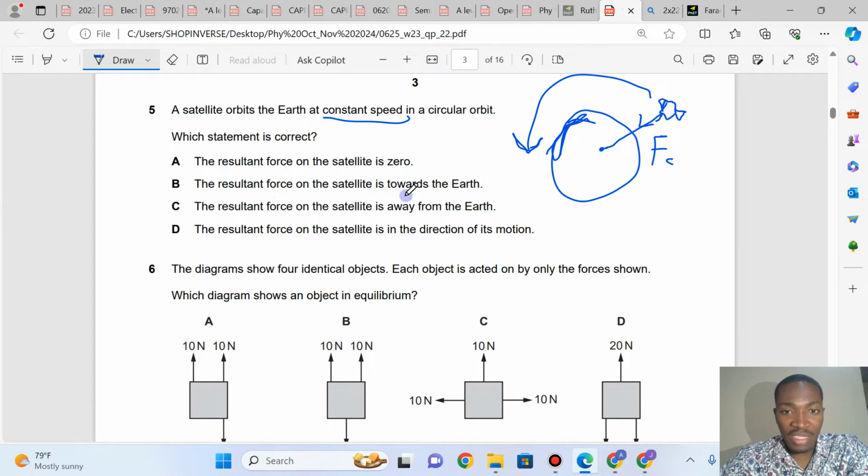Resultant force of the satellite is away from the Earth. That's wrong. Resultant force of the satellite is the direction of its motion. No, it's just towards the center of the Earth. The correct answer to number 5 is B. We go straight to question number 6.